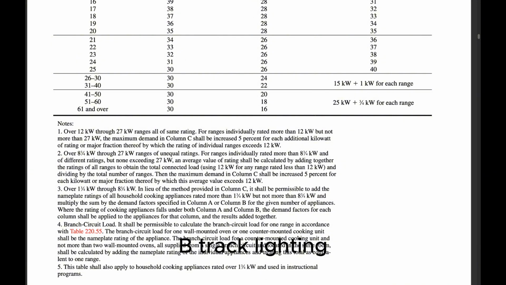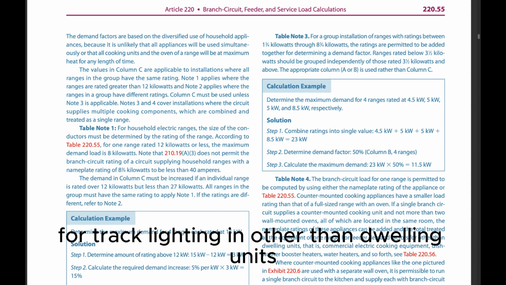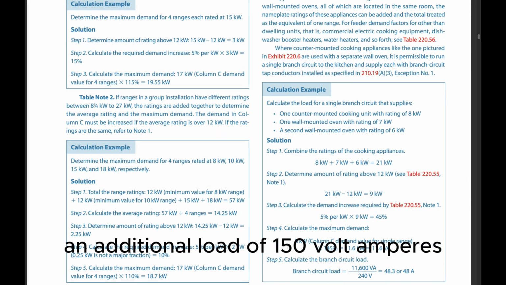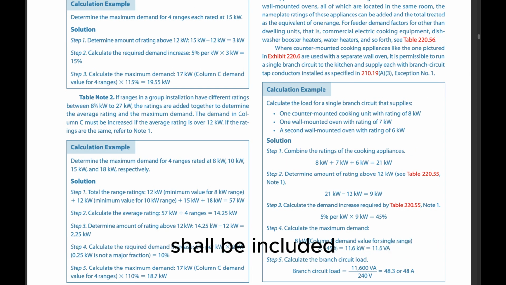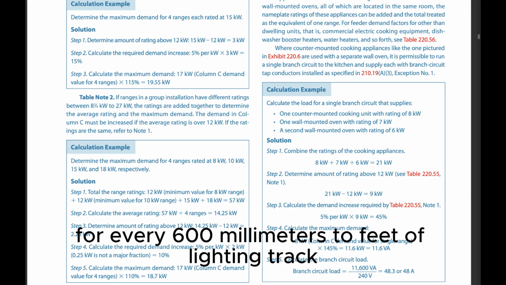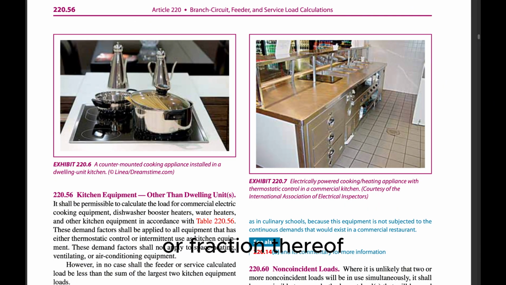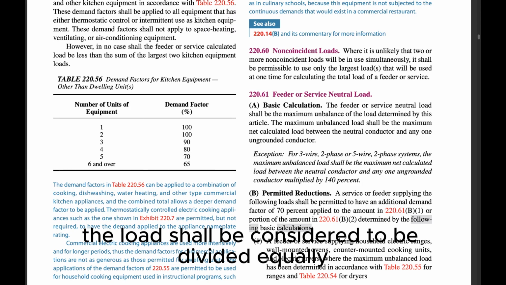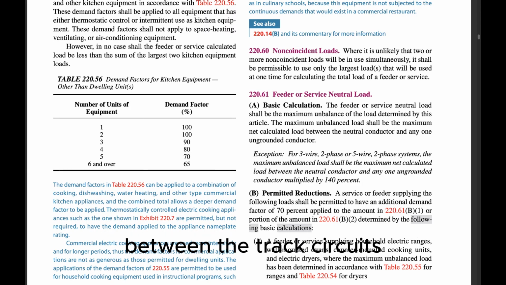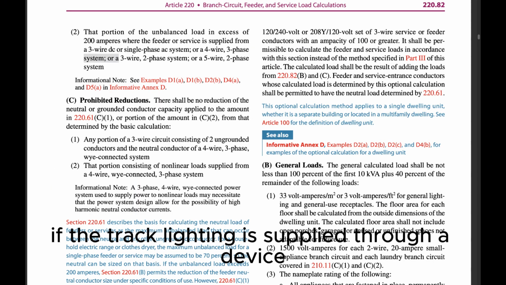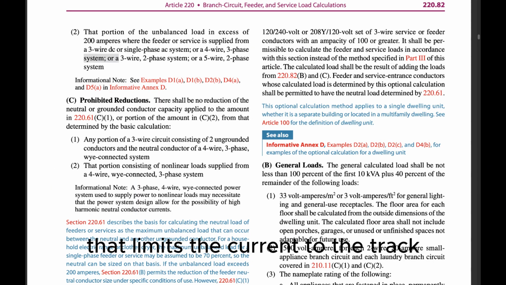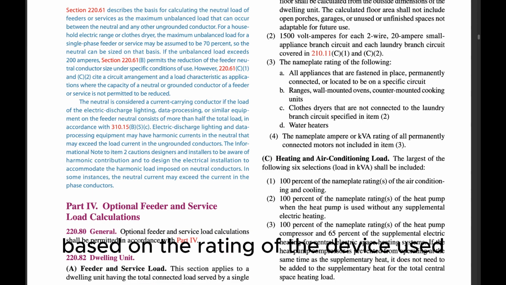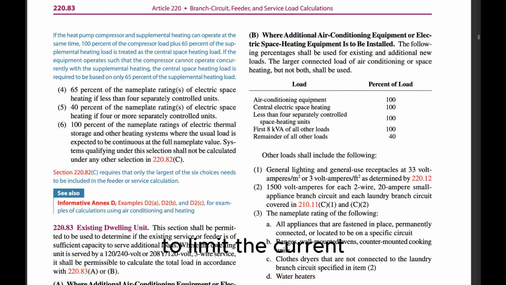B. Track lighting. For track lighting in other than dwelling units, or guest rooms or guest suites of hotels or motels, an additional load of 150 volt-amperes shall be included for every 600 mm (2 feet) of lighting track or fraction thereof. Where multi-circuit track is installed, the load shall be considered to be divided equally between the track circuits. Exception: If the track lighting is supplied through a device that limits the current to the track, the load shall be permitted to be calculated based on the rating of the device used to limit the current.